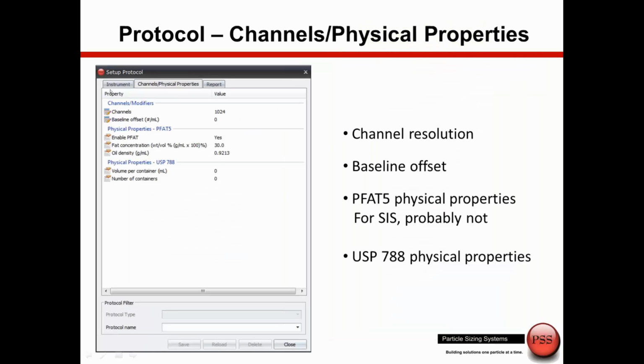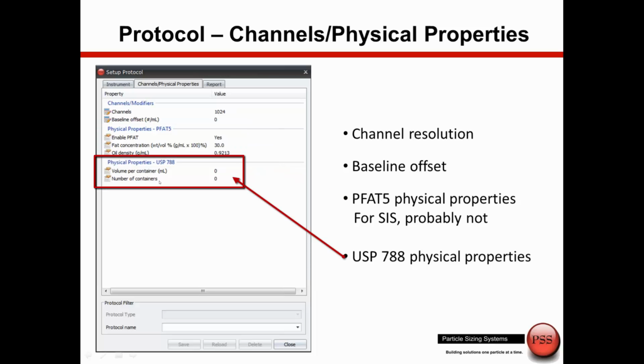So that was the instrument setup. The next tab in the protocol window is channels/physical properties. This is where we tell it how many size channels we want to use, with a maximum of 1024, or if that's too many, 512, or maybe even fewer if we don't want to show that many size channels. We set up the baseline offset, which is basically if there are only a few counts in a channel, let's not include that in our calculations. This PFAT5 section is very specific to a single application, which is measuring lipid emulsions in the pharmaceutical industry.